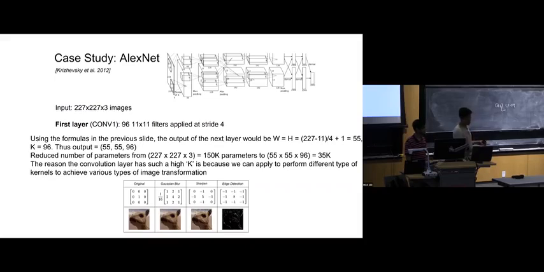extent of 11 by 11 and k is equal to 96, so that's 96 different layers, then the output would be 55 by 55 by 96. And through this operation, we've reduced the number of parameters from 150,000 to 35,000. And you're probably wondering what the 96 layers would be for. Well, those are just different types of convolution.